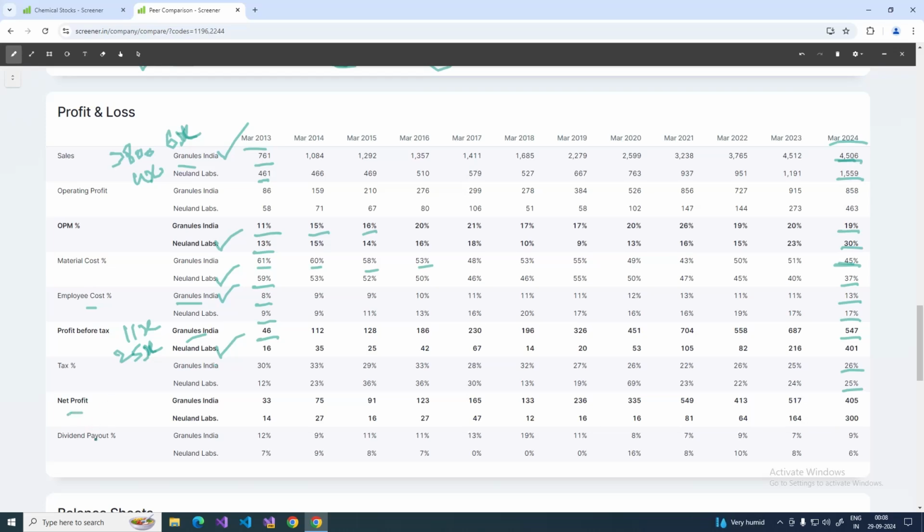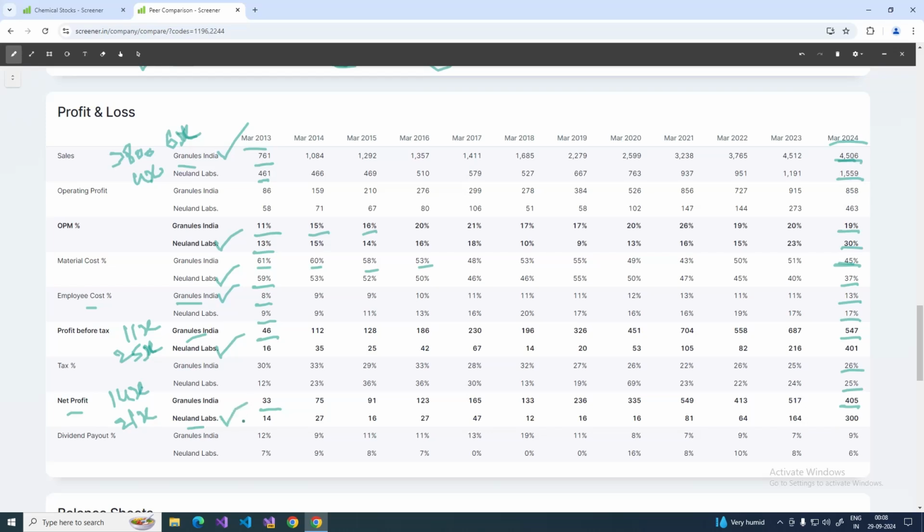Next one is net profit. For Granules India, net profit increased from 33 crores to 445 crores. So here for Granules India, net profit increased 14 times in 10 years. For Neuland Laboratories, 14 crores to 300 crores. So here it increased 21 times for Neuland Laboratories. So Neuland Laboratories is positive.